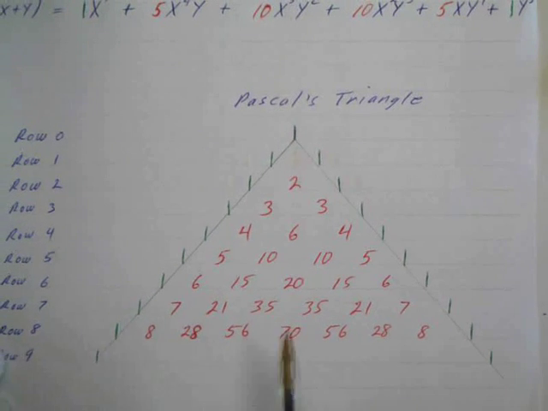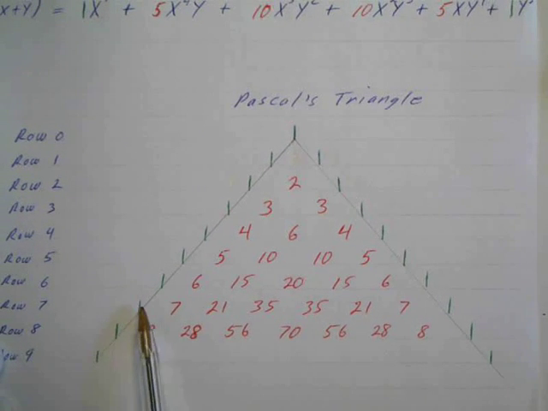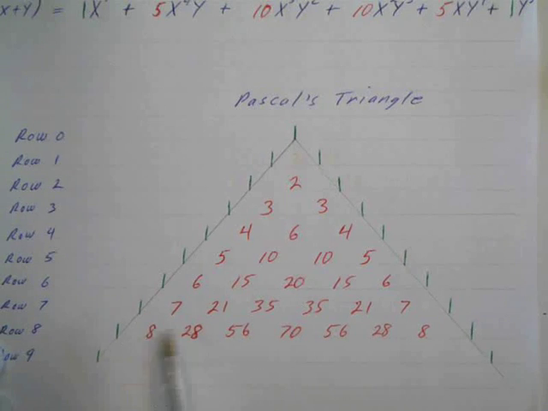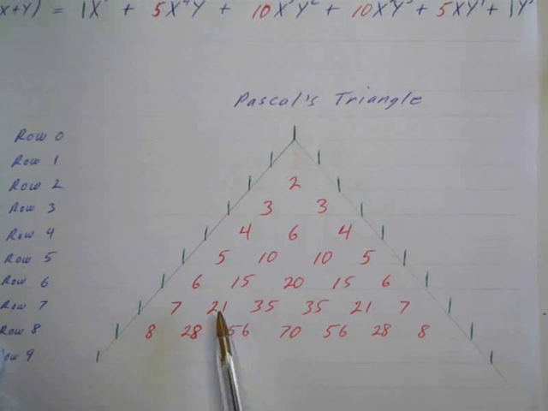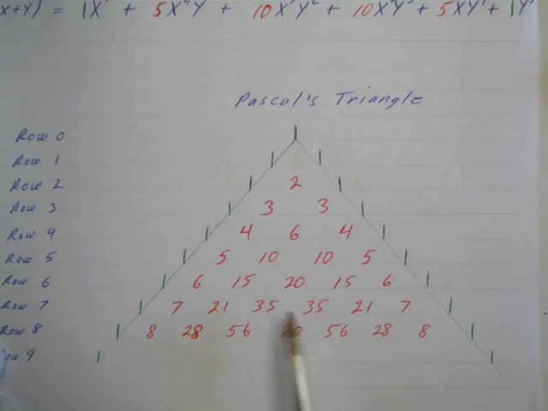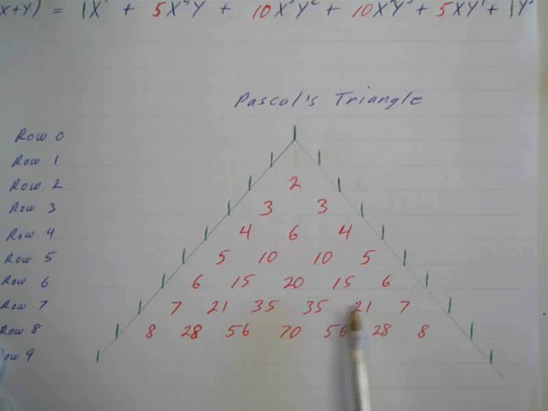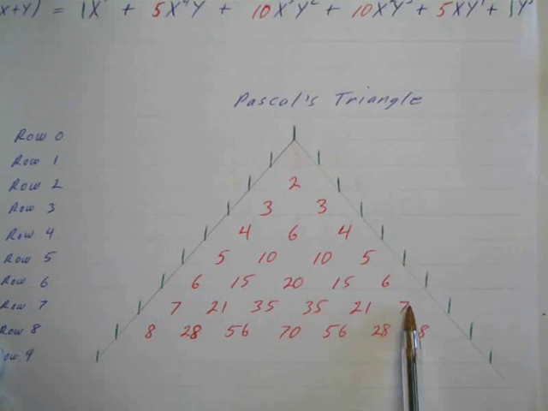And then I went out to row 8 here. 1 plus 7 is 8. 7 plus 21 is 28. 21 plus 35 is 56. 35 plus 35 is 70. 35 plus 21 is 56. 21 plus 7 is 28. And 7 plus 1 is 8. All right, and we can take it one more.